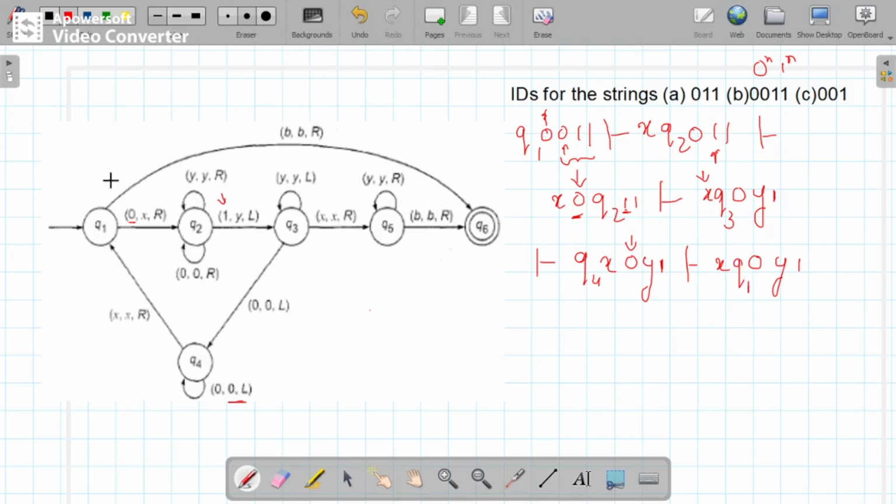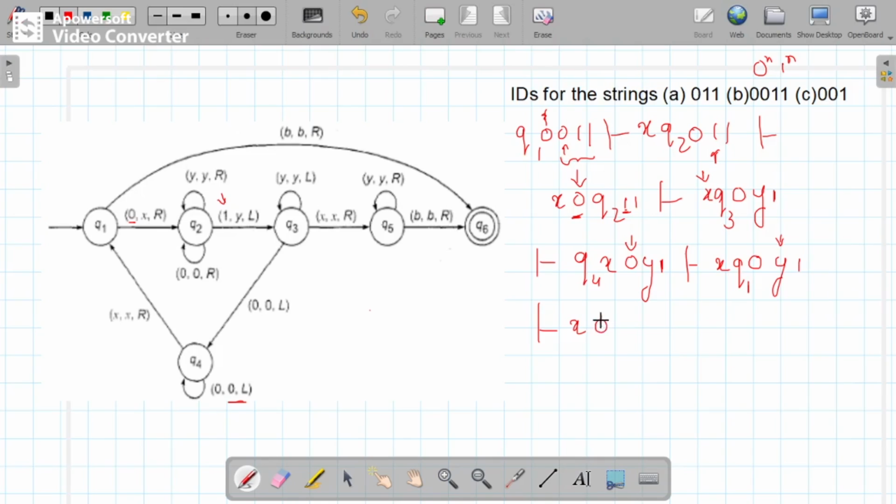So q1 on 0 goes to where? It goes to q2, and 0 will be replaced by x, and then it is taking a right move. So the current character is this. Right move in the sense that the next character to be processed is this for the next time. So this 0, and whatever the character before the state, you write as it is. The next character to be processed is this.